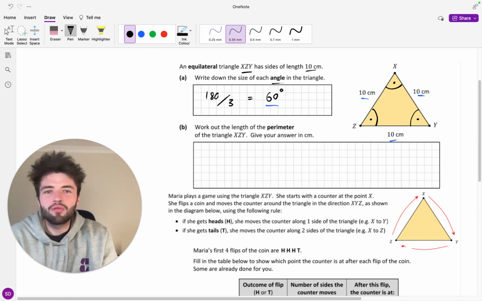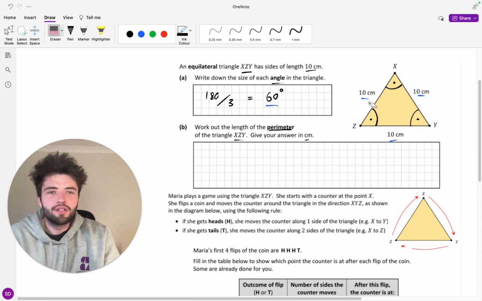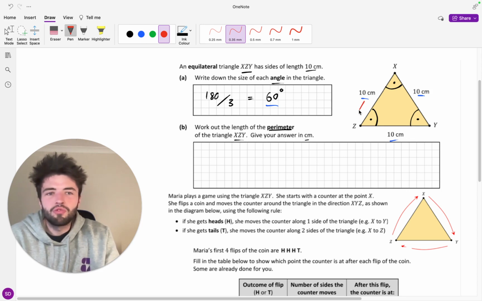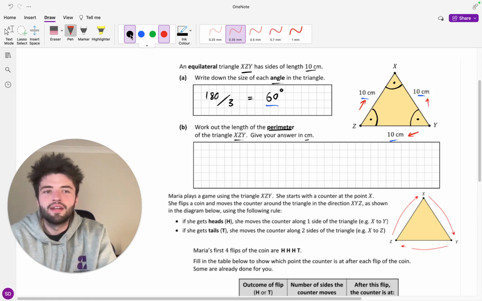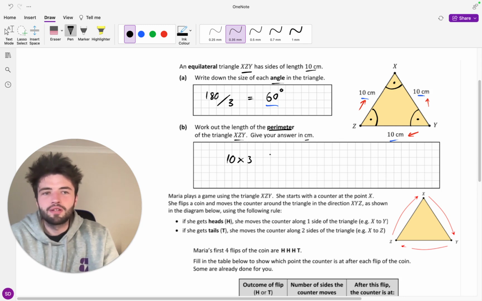And then for part B, we're asked to work out the length of the perimeter of the triangle XCY and to give our answer in centimeters. So the perimeter of anything is just the length of all the outside edges, and so we can see in our little diagram we've got, for one of our edges it's going to be 10 centimeters and the other two are actually the same. So it's going to be a very straightforward one here, in the sense that all we've got to do is just take 10, which is the length of each edge, and multiply it by the number, which we know is 3 because there's 3 sides in every triangle, and we also see in our diagram, so our answer is going to be 30 centimeters.